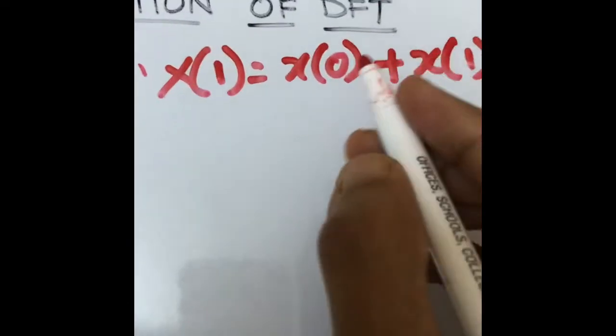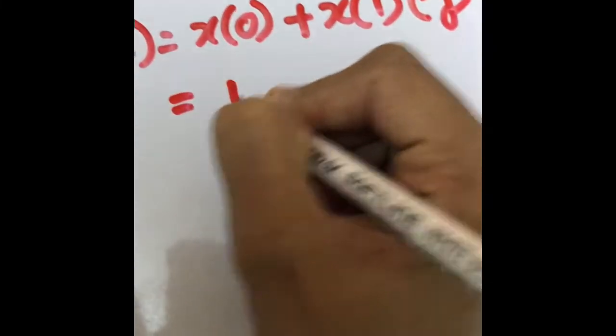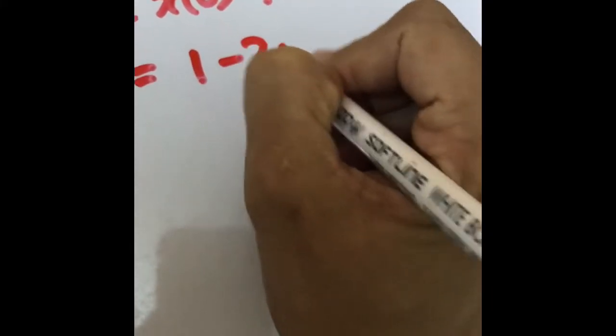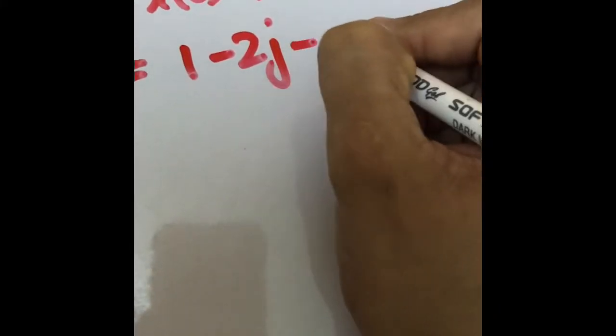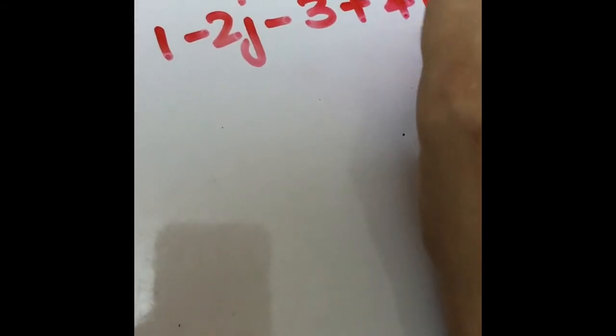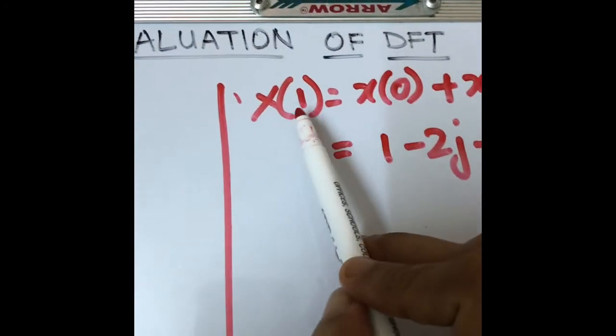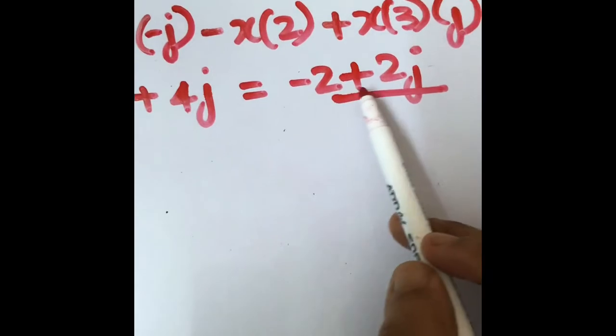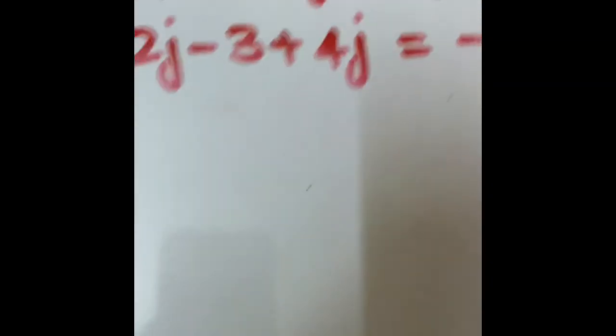So now let us substitute the values of x of 0, x of 1, x of 2 and x of 3. What will we have? 1 minus 2j minus 3 plus 4j. So the final answer would be minus 2 plus 2j, that is, x of 1 is equal to minus 2 plus 2j.